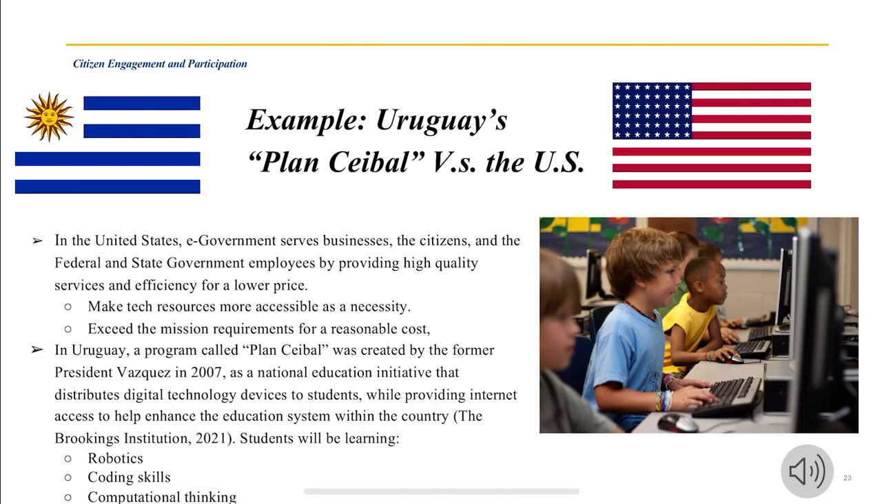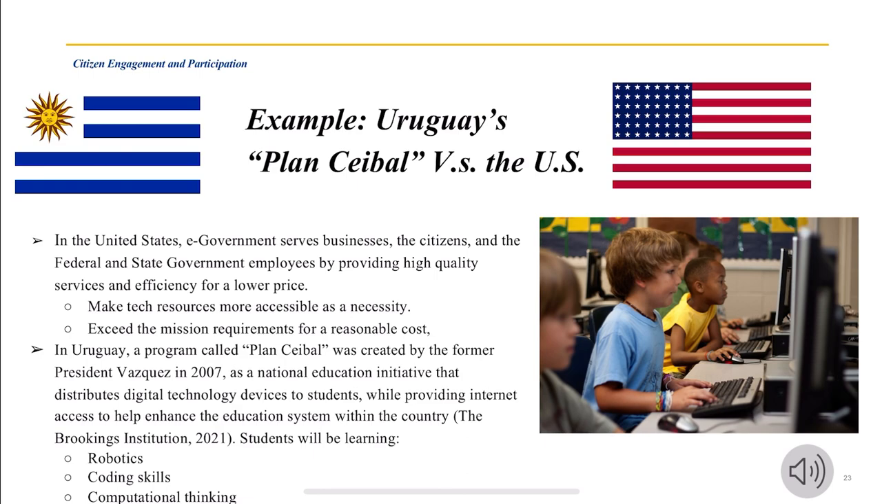Example: Uruguay's Plan Ceibal versus the United States. In this slide, we're going to be discussing examples of initiatives promoting citizen engagement. In the United States, e-government serves businesses, the citizens, and the federal and state government employees by providing high-quality services and efficiency for a lower price.